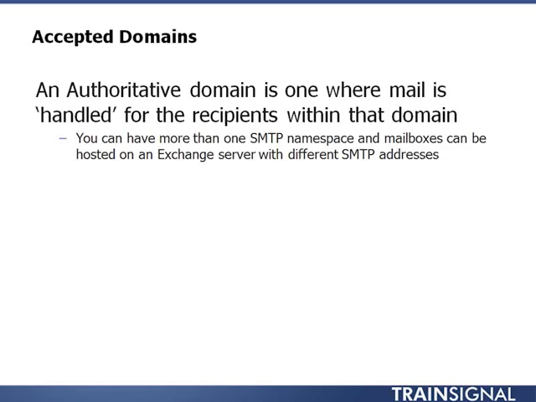Now at the same time, you can have more than one SMTP namespace, and mailboxes can be hosted on an Exchange server with different SMTP addresses. So you can have multiple authoritative domains within your organization. And that just goes to show you the versatility of an Exchange server in that you might have an Exchange server that has multiple authoritative accepted domains, and individuals within that organization might have different SMTP namespaces depending on which side of the organization they work for, or it might be multiple organizations all under one Exchange server. So Exchange is quite flexible in that regard.